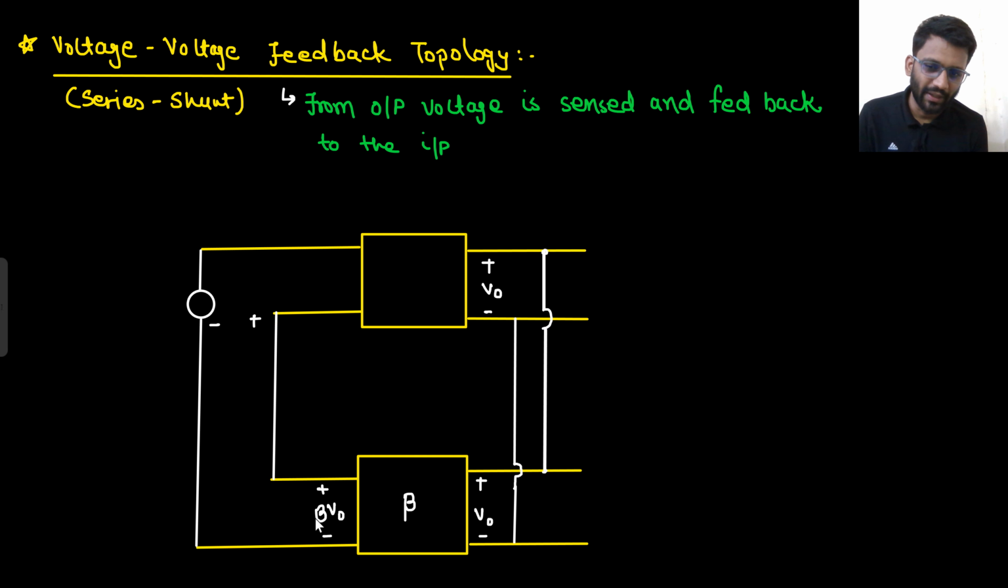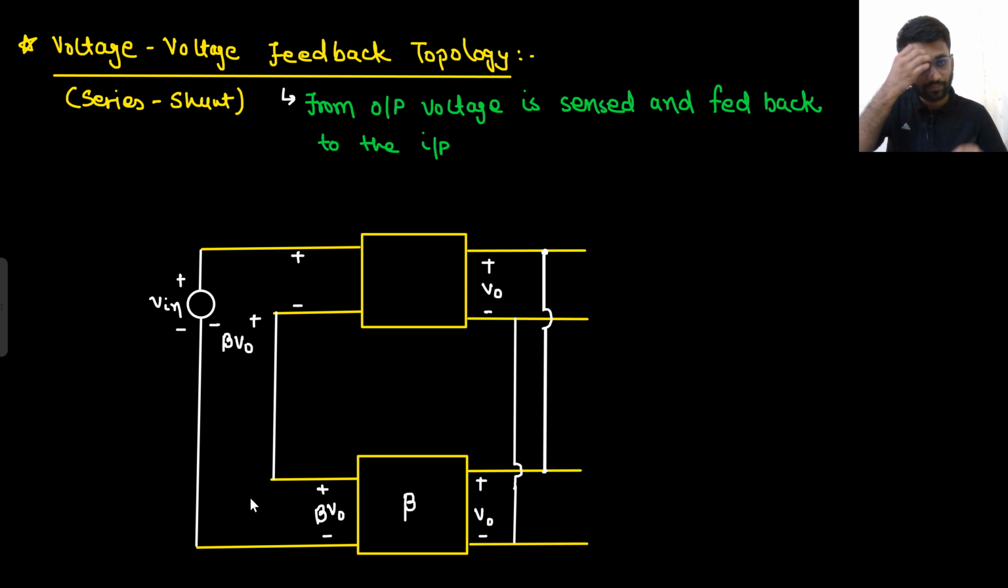This positive node will be here and this negative node will be coming here. This is your beta V naught and this is your plus minus VE. Are you getting this point? Tell me what will be the potential here. Use your brain and tell me what will be the potential here.